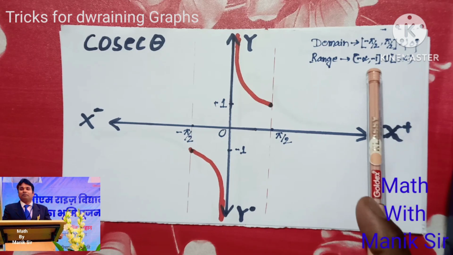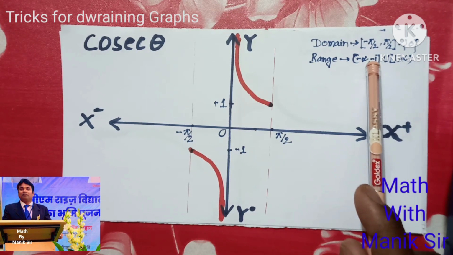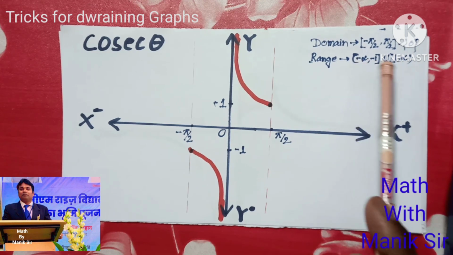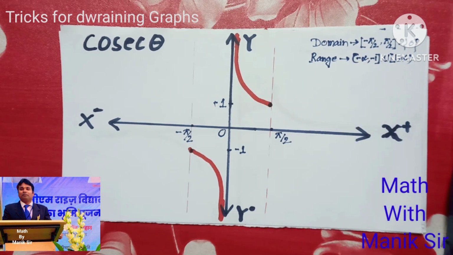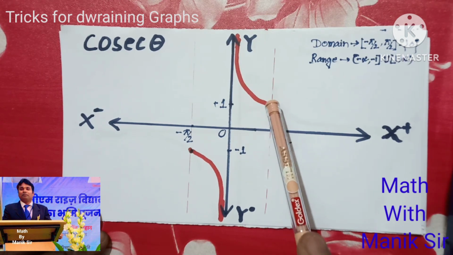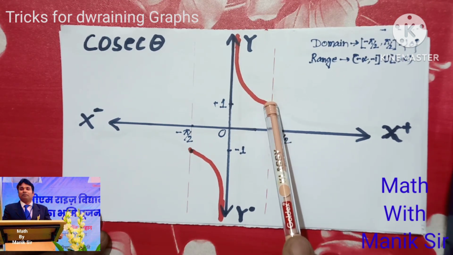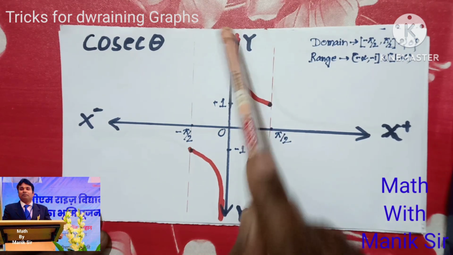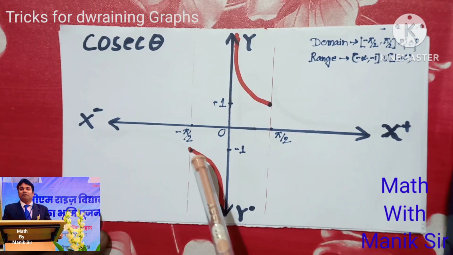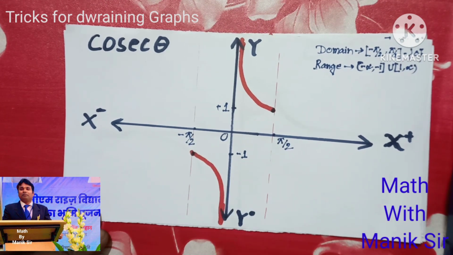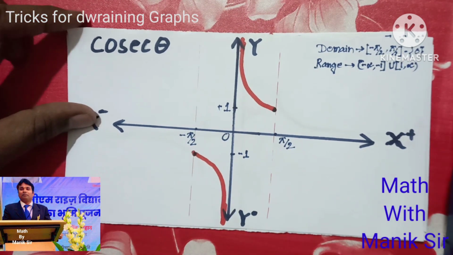That means minus infinity to minus 1 and 1 to infinity. So in first quadrant, when I take 90-degree angle, it will be 1 because sin theta is 1, so 1 by 1 is 1, and from this point it will be increasing up to infinity. And in third quadrant, it is starting from minus 1 and decreasing to minus infinity. This is the graph of cosec theta.